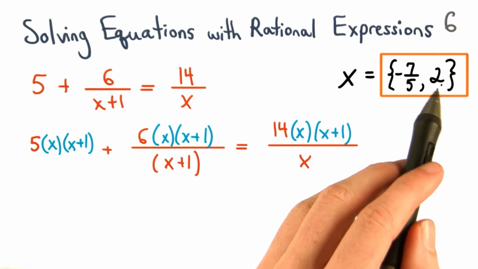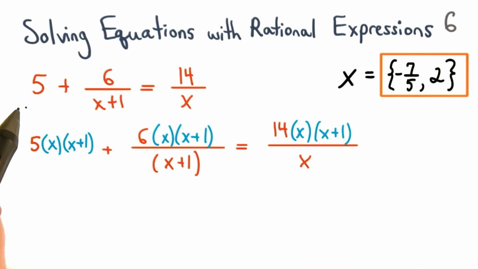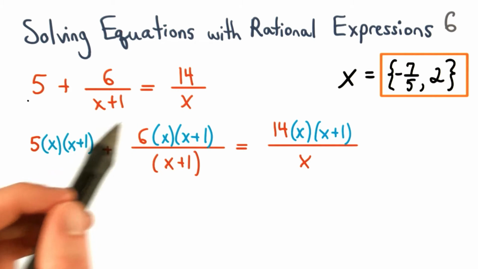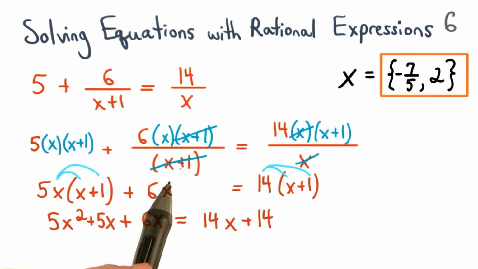-7/5 and 2 are the correct answers. Amazing work if you got this one correct. When we start solving this problem, we want to multiply by the LCD, which is x times x plus 1. It's the product of these two denominators. We cancel the factors that reduce to 1, and then we distribute the remaining factors to get our next terms.